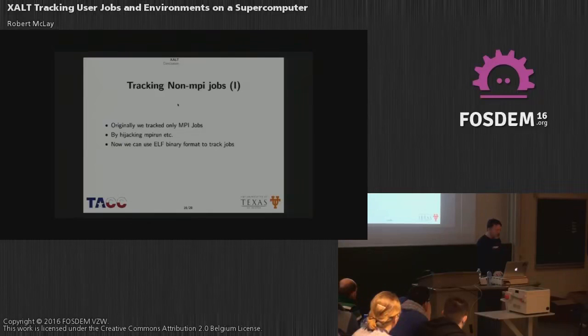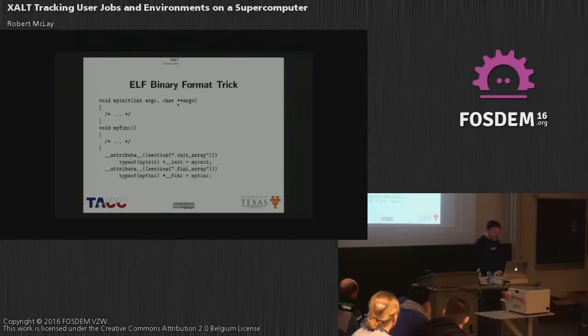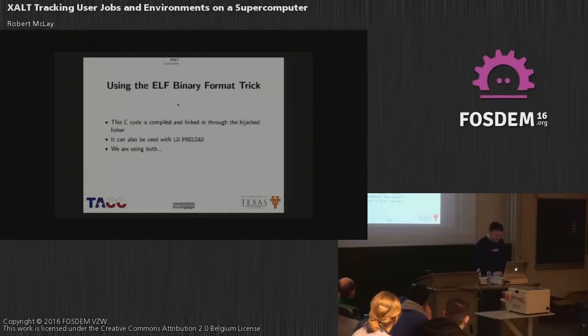And so hijacking MPI run or the equivalent at each other site was a maintenance nightmare. And so we're using an ELF binary trick to track jobs. So it turns out that ELF has this thing, an init array and a fini array. You can register a function into those, and this function will be called before main, and this one will be called after main.